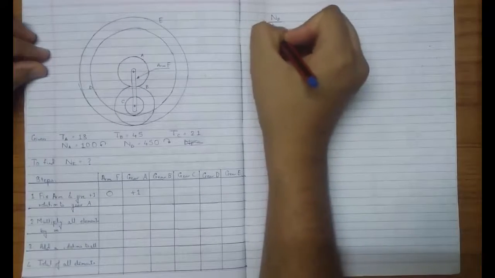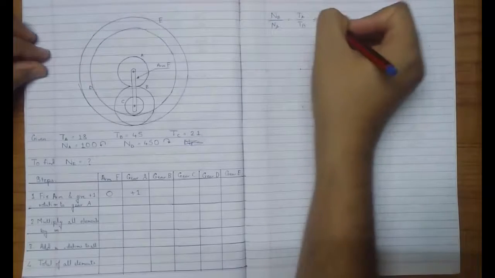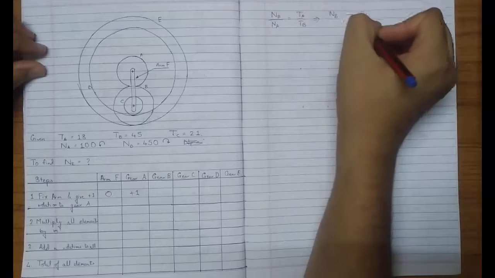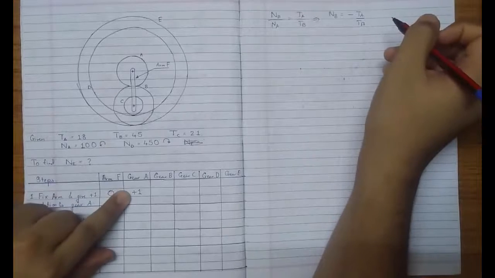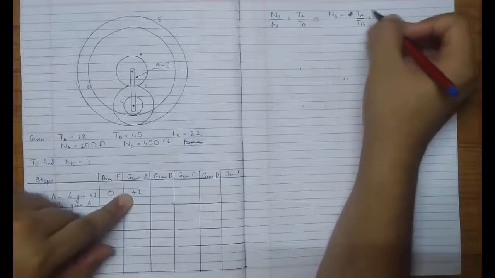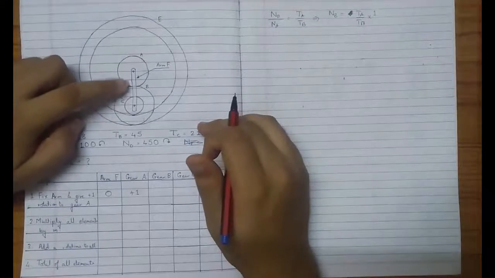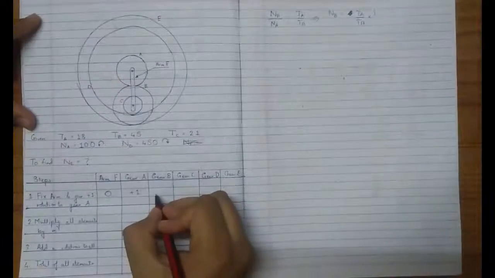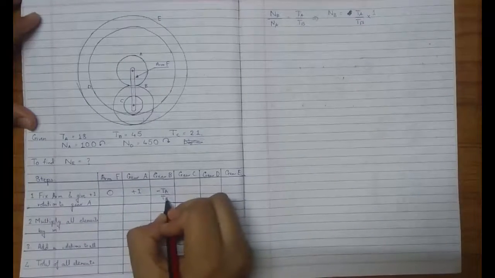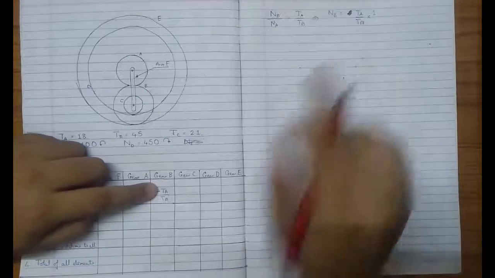So N of B upon N of A is equal to TA upon TB, implies N of B is equal to minus TA upon TB into N of A, which is 1. Keep it positive, TA upon TB into 1. So TA upon TB. Because it is externally meshed with each other, that is why it will be negative. Remember, do not put a negative sign over here. Always calculate this, then based on whether it is internal or external, put a negative sign.